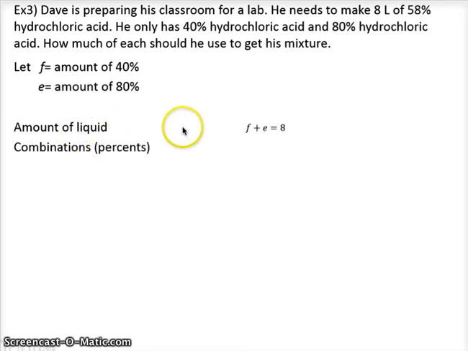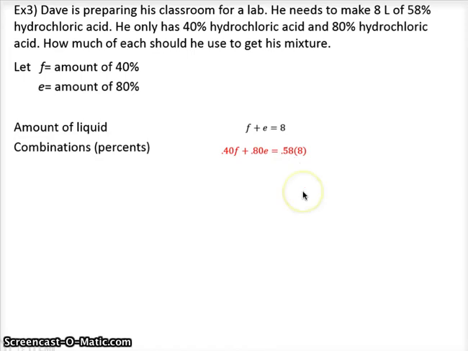So we can see that our amount of liquid equation will be F plus E equals 8. And our combinations equation is a little bit more complicated. The amount that we have of 40% will be a concentration amount of 0.40 times that amount, plus 0.80 times the amount of 80% for concentration. And the key thing is that you don't want to forget about the concentration of 0.58 times the total amount that we have, 8 liters. Okay, you had a percent and an amount, a percent and an amount. So on the right side, we're going to have a percent and an amount.